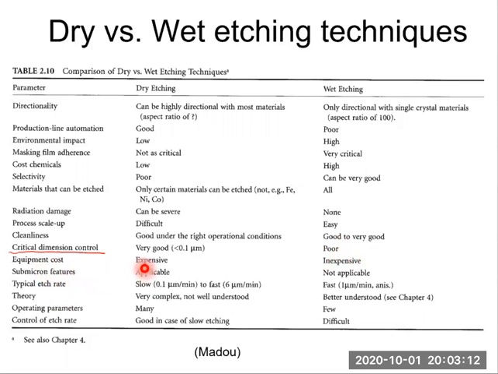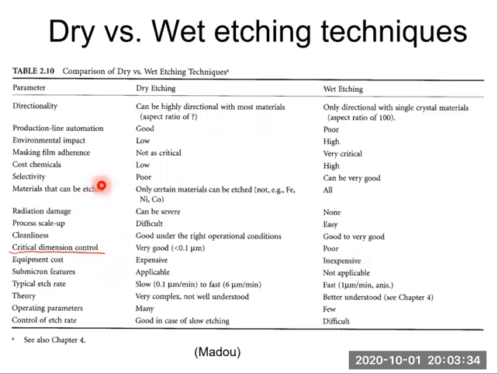Equipment cost: dry etching is expensive, for example, DRIE, $500,000. Wet etching is inexpensive. In many cases, we can simply use a tank or a beaker to do the wet etching, so it is very cheap.